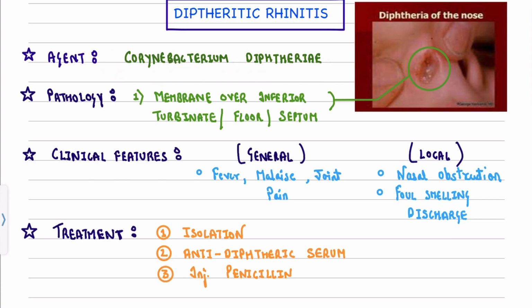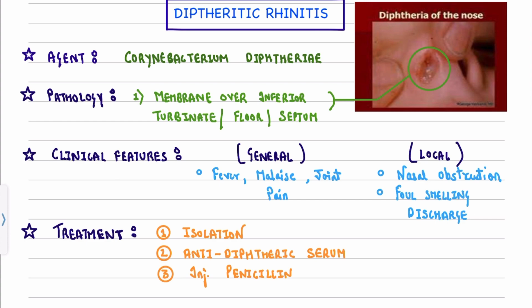Now, general clinical features include fever, malaise, joint pain, etc., which are similar to the general features of influenza rhinitis. Local manifestations include nasal obstruction as well as foul smelling discharge because of the presence of the membrane. There is no foul smelling discharge in influenza rhinitis.